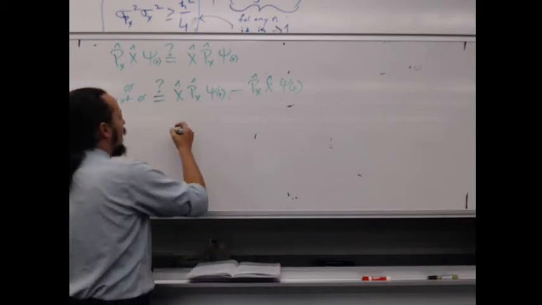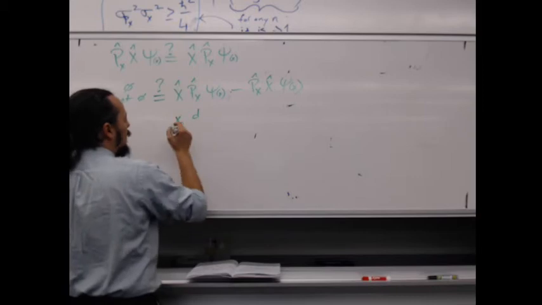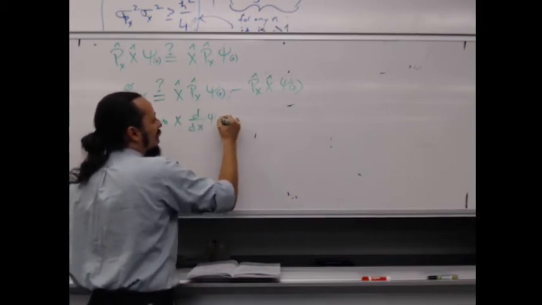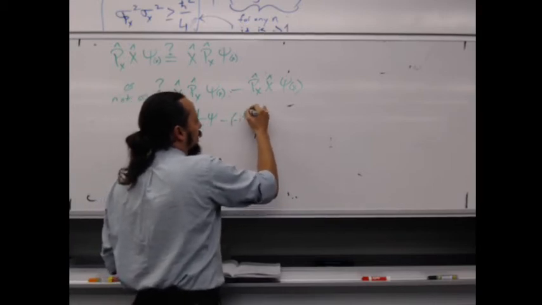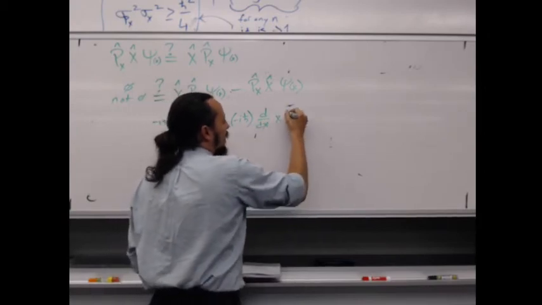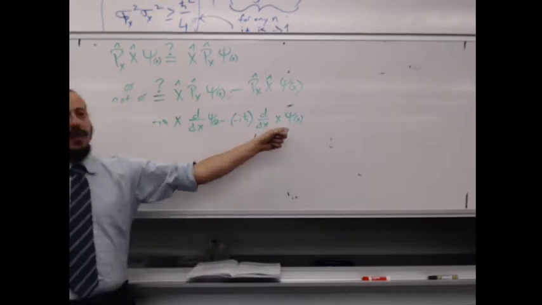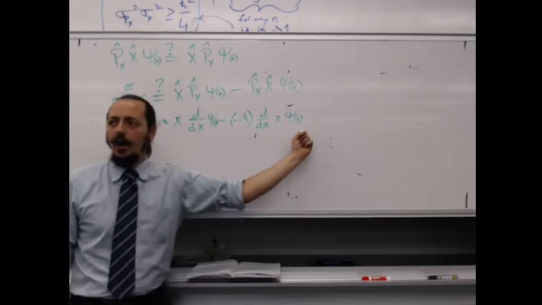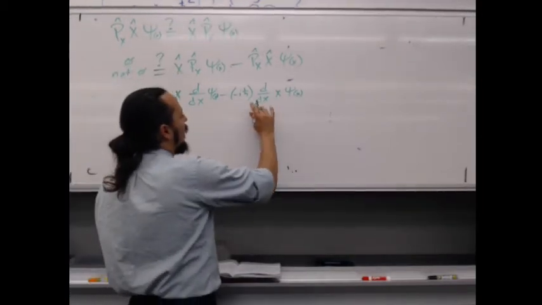So when I plug this in, this is going to be x. Don't forget your negative iħ. I'll just bring that out front. iħ d by dx of x psi minus negative iħ d by dx of x psi. I have to apply the chain rule here. I can't just bring the dx over to the psi and say, hey, they're the same. I have to apply the chain rule.